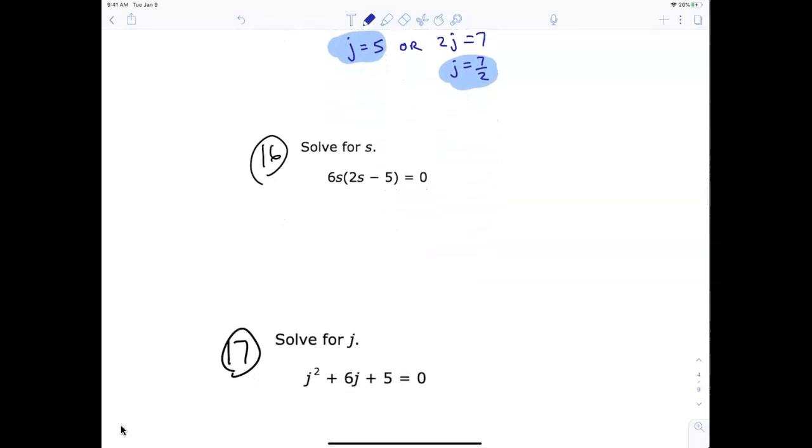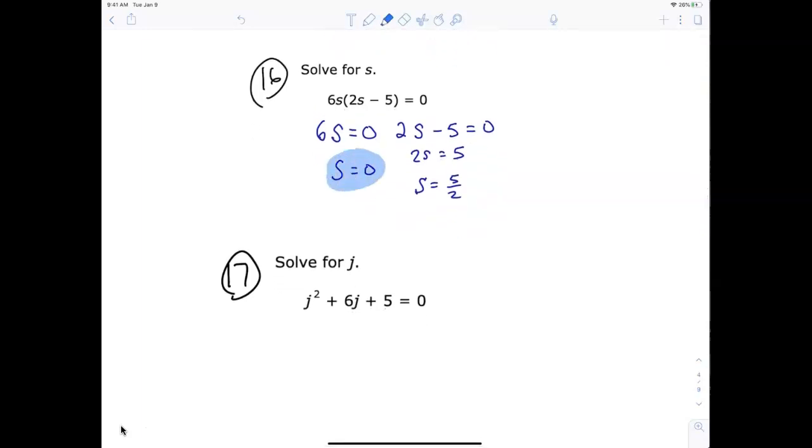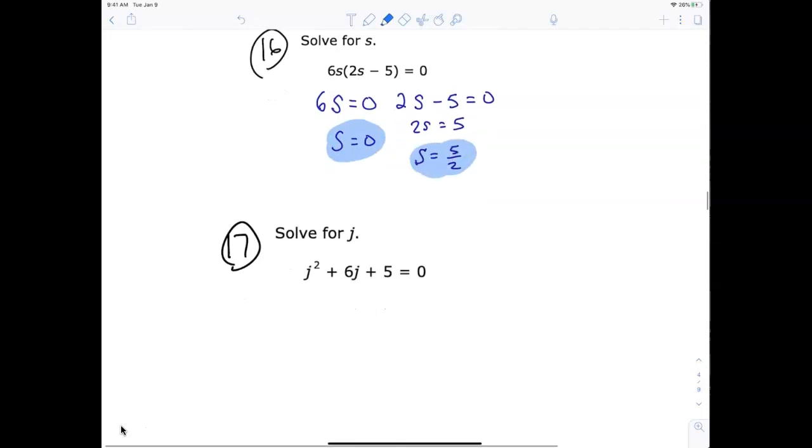Again, set them individually. 6s equals 0. 2s minus 5 equals 0. S equals 0 because we divide both sides by 6. 2s equals 5, so s equals 5/2. Okay? So again, both answers. S equals 0. S equals 5/2.